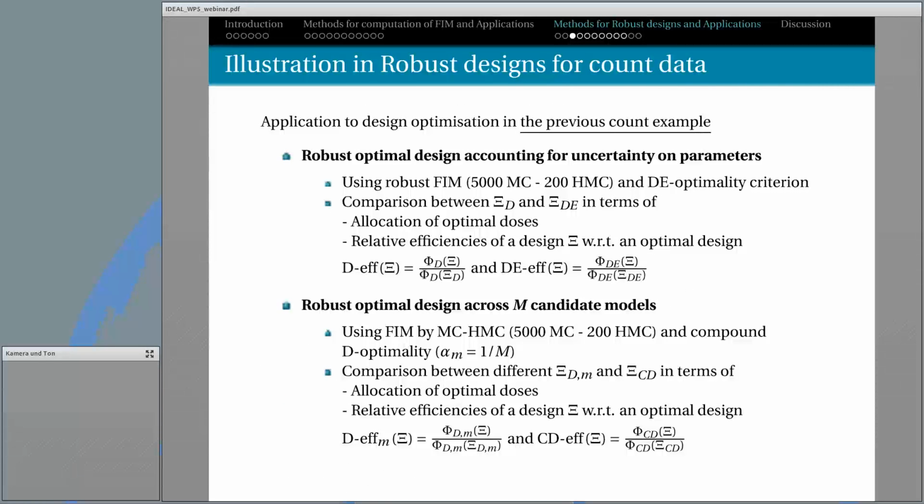We're going to illustrate those approaches on the previous count data example. First, uncertainty on parameters, and we can compute the loss of efficiency if you do the optimal design or if you do robust design, which is called DE efficiency. Then I'm going to show you robust across models. We will assume here that all the alpha m equal 1 divided by M, so that we don't have any specific choice of a model. They're all equally probable. And I'm going to show you the efficiency of each optimal design for each model versus the robust design, which is here a compound D optimal design, a CD design.